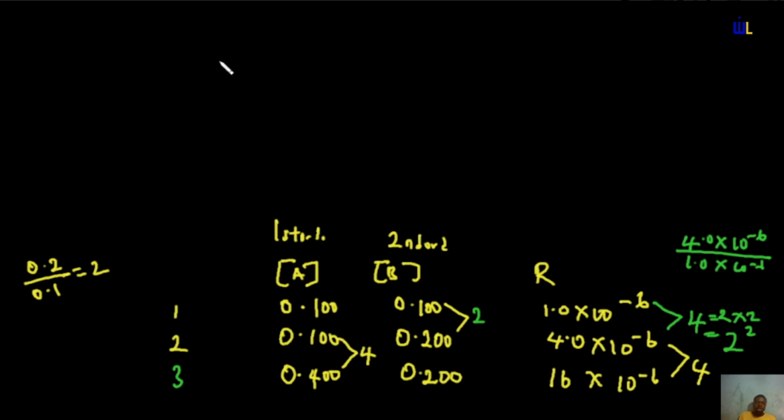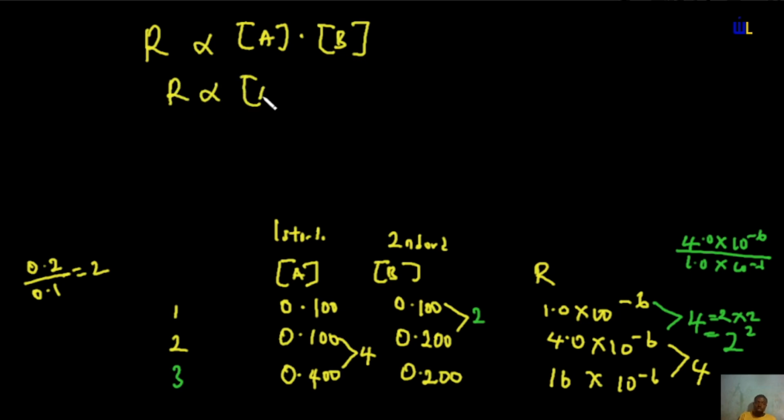How do we express the rate formula? Remember that R is proportional to the concentration of A multiplied by B, basically. And so what do we do about this? R is proportional to the concentration of A. Now we found out that A is a first order reaction, so we are going to put 1 here, multiplied by B, which is a second order reaction, which is 2.